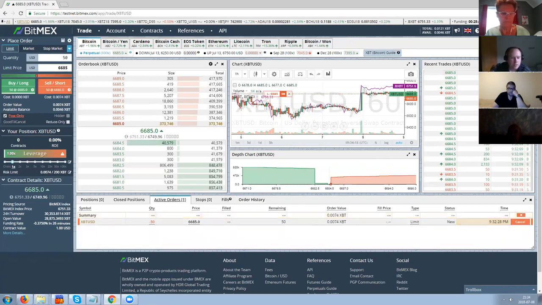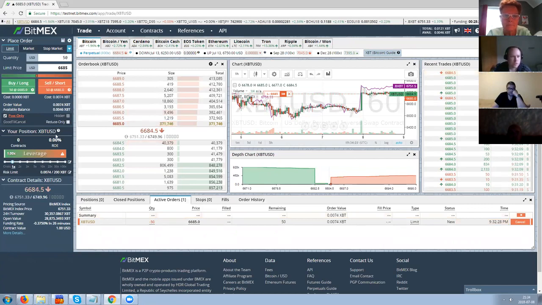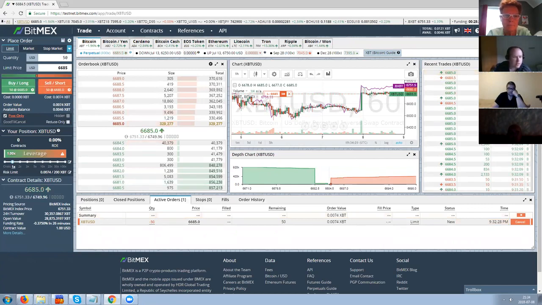Okay. Anyway, so that's how you do both buys and sells. If you sell, then you will short and hope it will go down, and buy is for when you think it will go up.